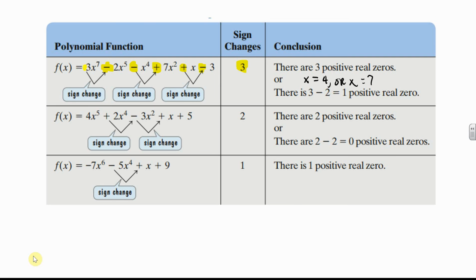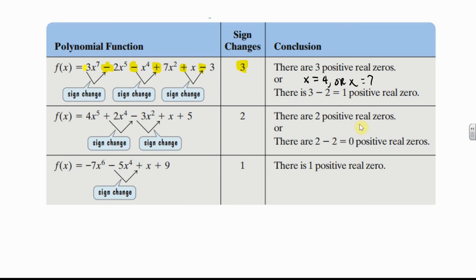Okay, so, and then the other 2 examples, more of the same. Here, notice from the 4 to the 2, there's no sign change. But from this 2 to the 3, sign change, right? It's negative 3. And then from negative 3 to x, there's a sign change. So just 2 sign changes.